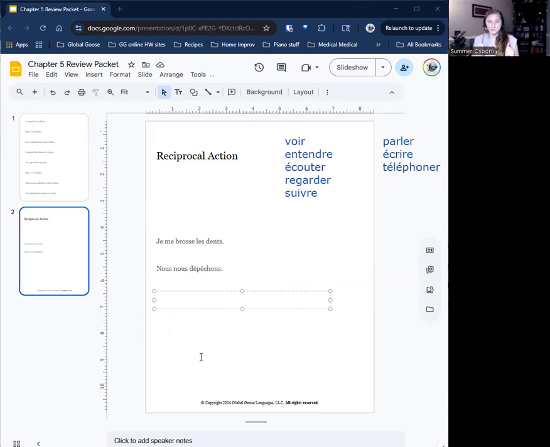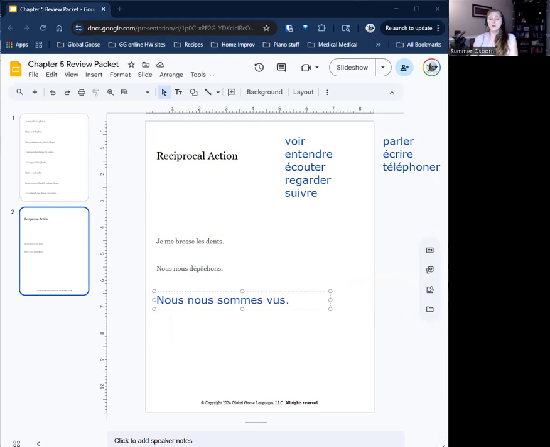Helping verb. Which helping verb are we going to use? Well, just like every single reflexive verb, when you are doing reciprocal action, we're treating it like it's reflexive. So we will use être. You're going to use the conjugation of être, not avoir, as your helping verb, regardless of the verb. If it's reciprocal action, we're going to use être. So we saw each other would be nous nous sommes vus.